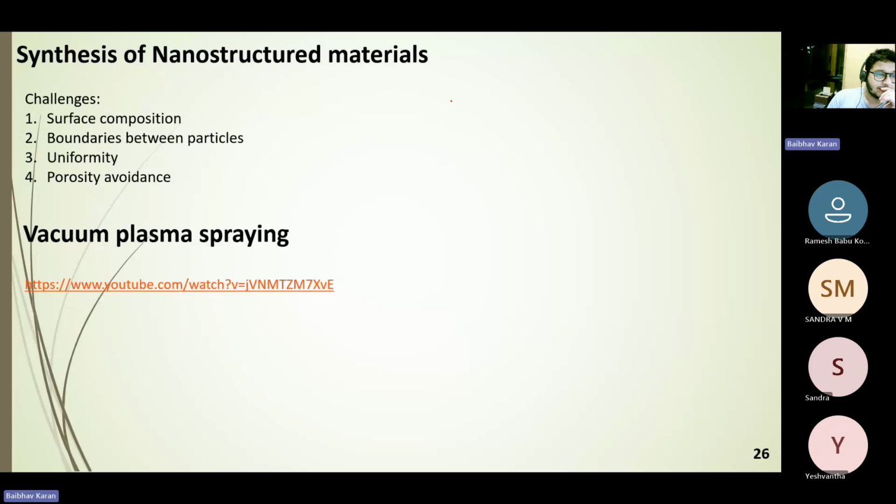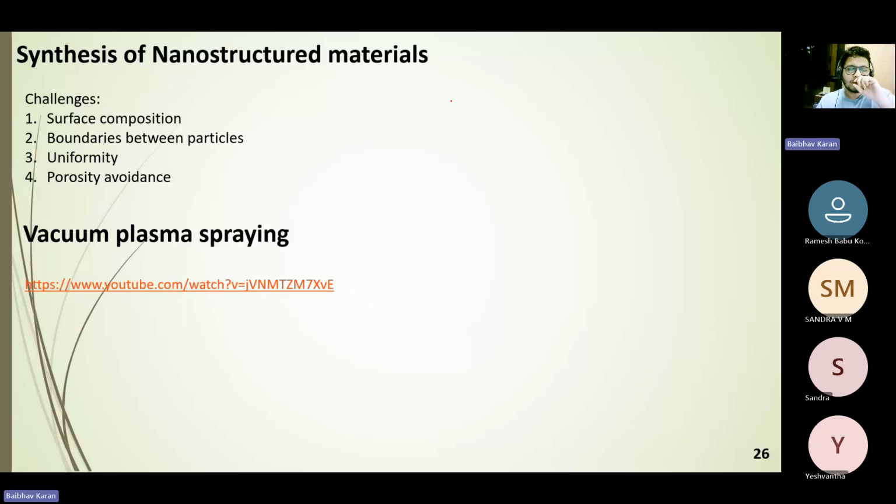Let's go to the synthesis of nanostructured materials. Previously, we have been studying the synthesis of nanomaterials. We studied the bottom-up approach, the top-down approach, different types of approaches. Now let's study the synthesis of nanostructured materials. It's also the same, like we are approaching in a top-down way or a bottom-up approach, but the conditions are different in the case of producing these nanostructured materials.